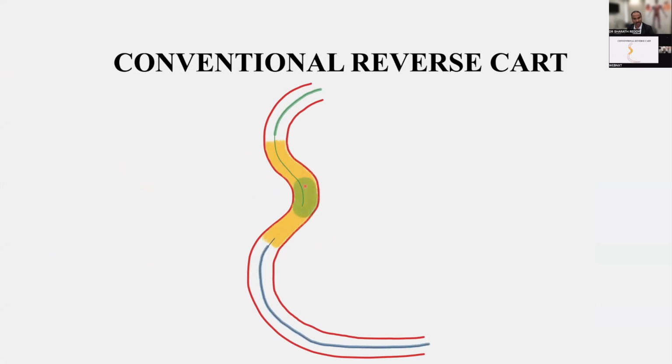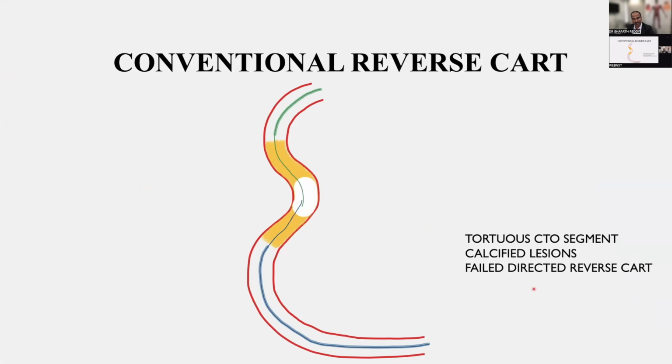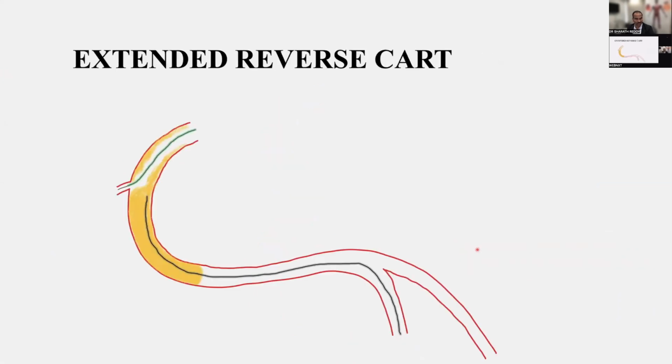And sometimes when your directed reverse CART has failed, especially in vessels like this, where vessels are very loopy, what you can do is take a balloon which is equivalent to the size of the vessel and then direct your retrograde wire towards that balloon. So this is a conventional reverse CART, which we use in these kinds of situations, generally after failed reverse CART or calcified lesions or tortuous CTO segment.